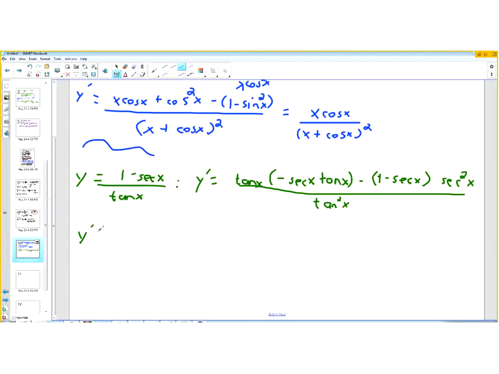Okay, and we can probably try and simplify that. So y prime is equal to minus secant x tangent squared x minus secant squared x plus secant cubed x.